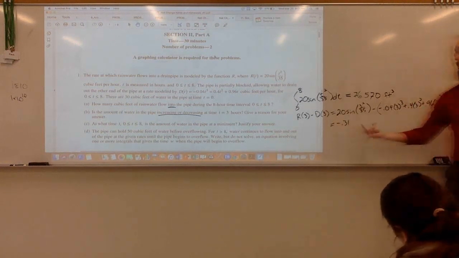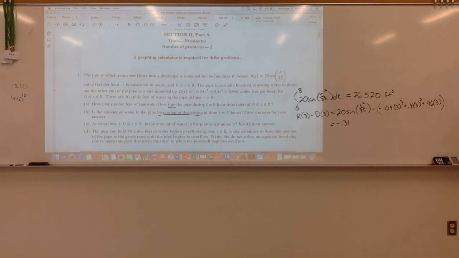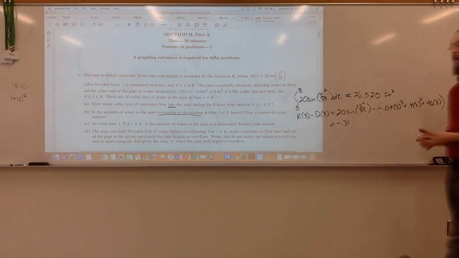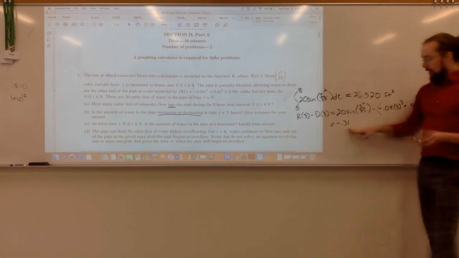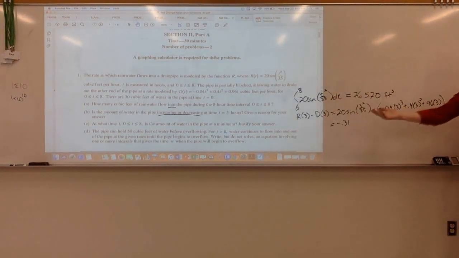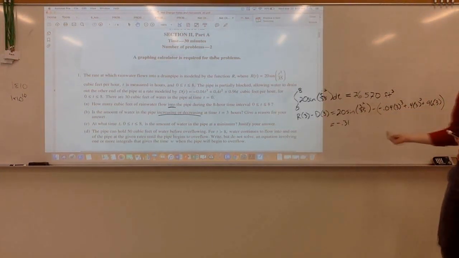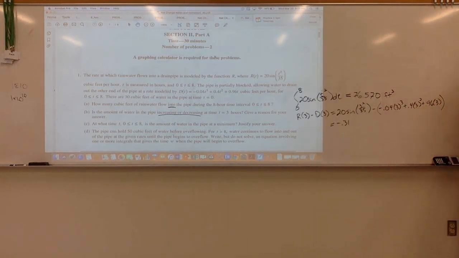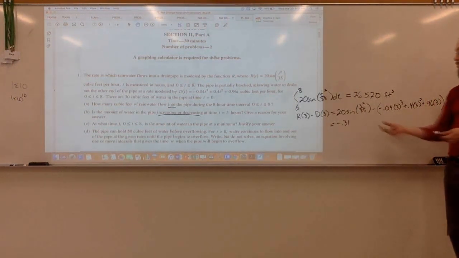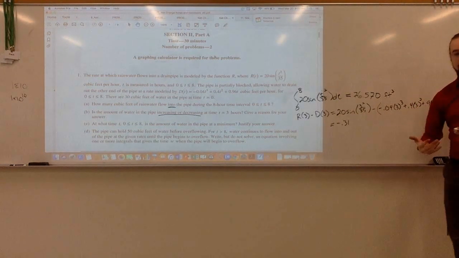Alright, so what does this mean then? How do I answer the question? There's more water going out of the pipe than goes into the pipe. Right. Okay, since I got a negative value here, I would say that the amount of water in the pipe is decreasing at 3 hours because R of 3 minus D of 3 is a negative number.